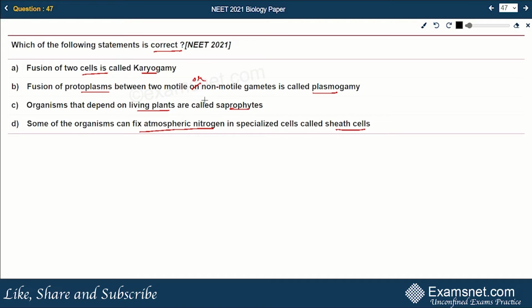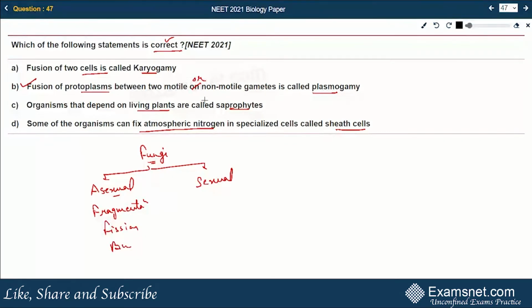So the only correct statement here is statement B and rest of these statements are incorrect. Okay. So let's see, we know that the reproduction in fungi can take place in two modes. It can either be in asexual mode or through sexual mode. Okay. The asexual reproduction in fungi involves the processes such as fragmentation, fission or budding. Whereas the sexual mode of reproduction in fungi involves three steps.